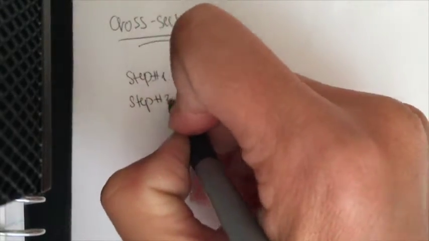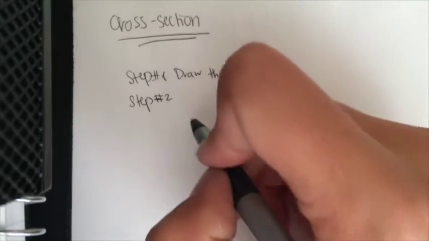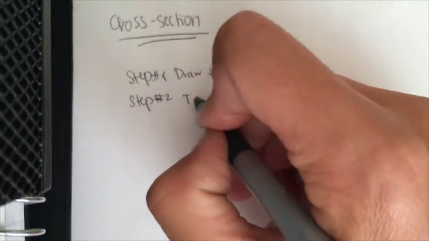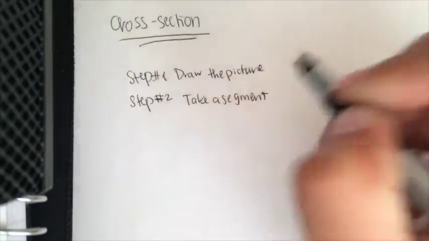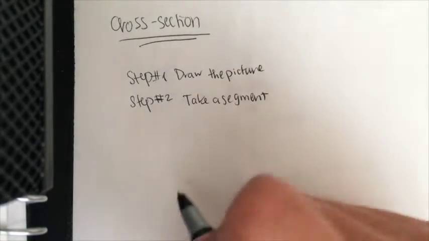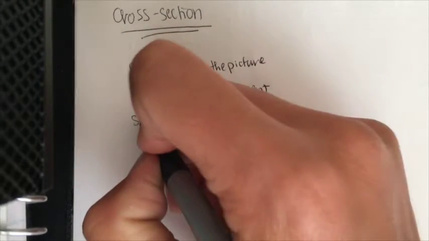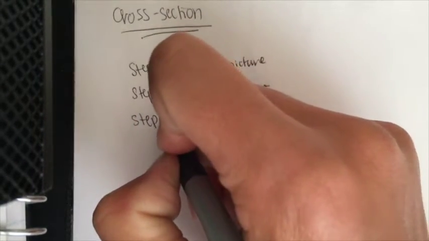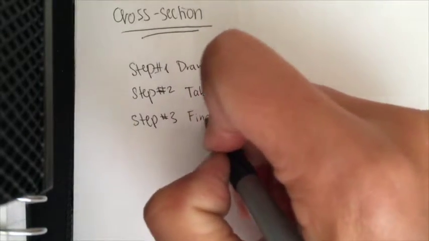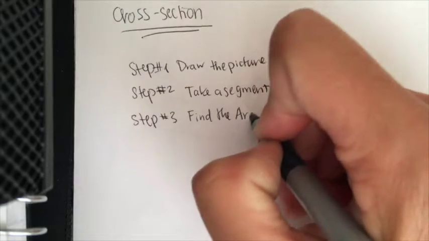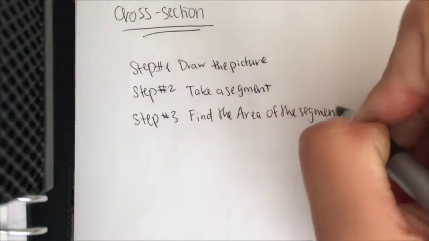Step number 2. Since we're in Calculus 1b, we'll have to take a segment. So take a segment. This segment will be a cross-section of whatever it is. Let me write the steps first and then I will give you an example. So step number 3. Find the area of the segment.